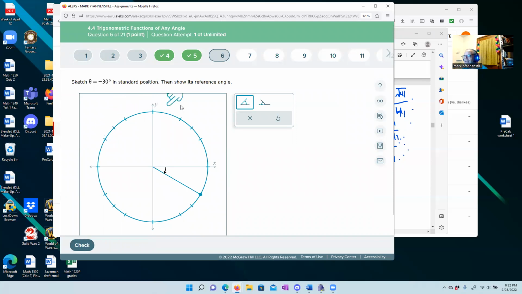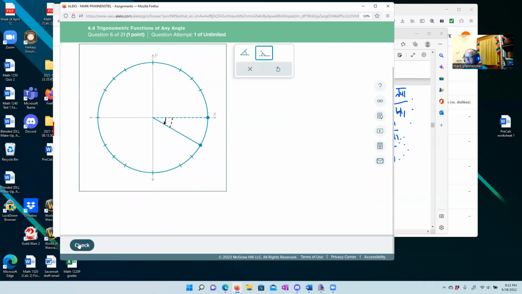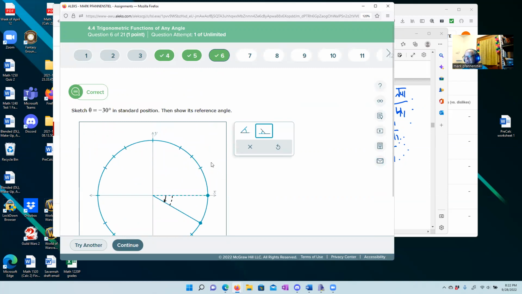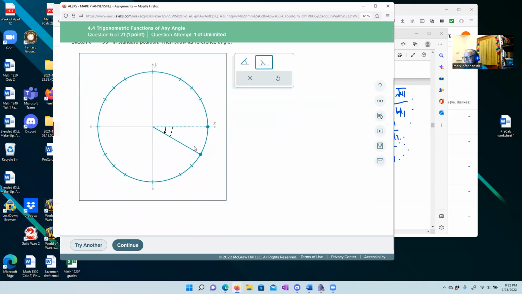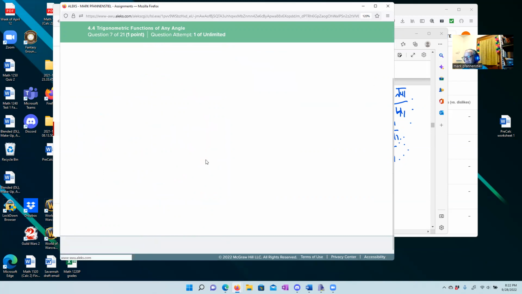And then it shows its reference angle. So we're going to hit the reference angle, and this is the reference angle. Okay, and we'll see about both of those. I'm not going to guarantee anybody's going to be correct here, but we were. Okay, that's all they want us to do for that. Again, reference angle goes from whatever you have to the nearest horizontal.